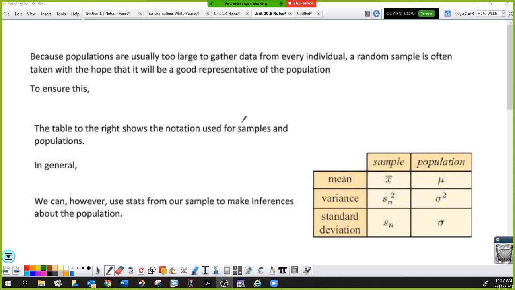Okay, now that we have found the stylus, we can go ahead and finish the notes on standard deviation and variance.